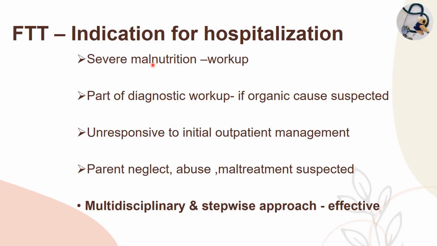Now for management, when do you hospitalize a child? The indications for hospitalization in failure to thrive: number 1, if you require workup for severe malnutrition. Number 2, as a part of diagnostic workup if you are suspecting organic or medical causes. Number 3, if the child is not responding to your initial outpatient management. Number 4, if parental neglect, abuse or maltreatment is suspected by you. So in those cases also you have to admit the child.